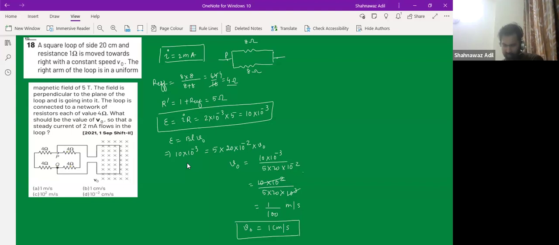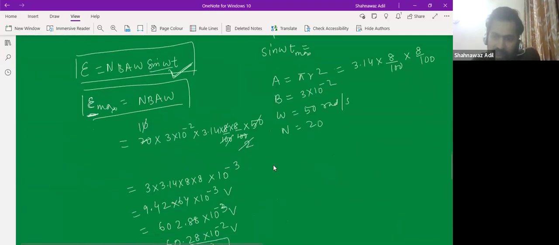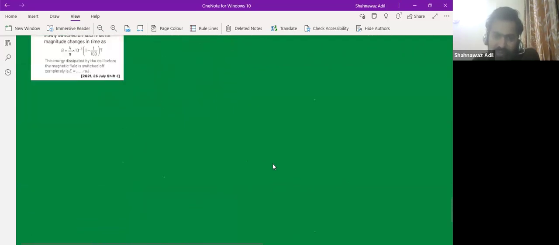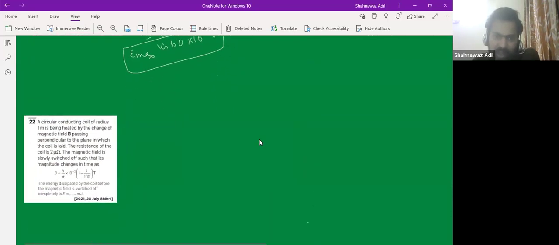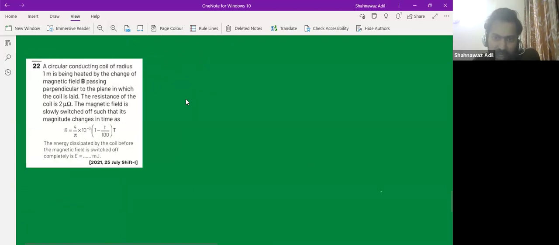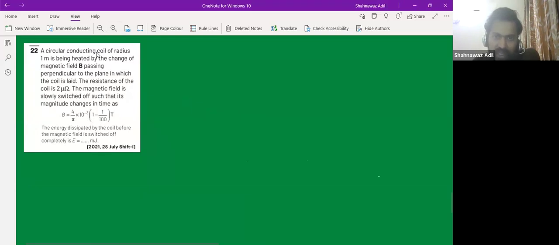Road, sir. Noted. Okay, so now let us do another question. In this one, what are the things which are given? You are given a circular conducting coil of radius 1 meter being heated by the change of magnetic field passing perpendicular to the plane.